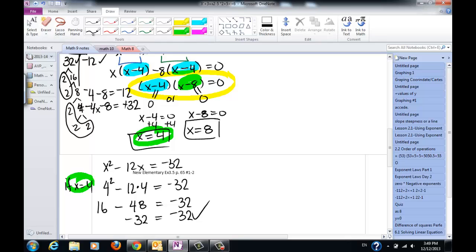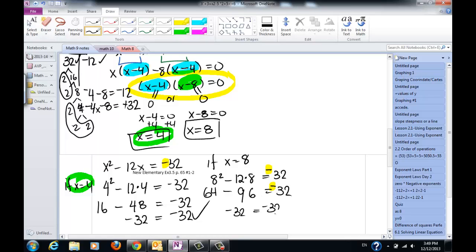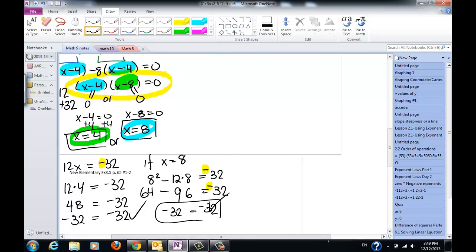Awesome. My other answer is if x equals 8, which means I get 8 squared minus 12 multiplied by 8 is equal to negative 32. This is 64 minus 96 is equal to negative 32. And if I do that, I get negative 32 is equal to, oh, I forgot my negative here. I'm sorry. I just forgot this, so I'm putting it back in. That came from there. And I get minus 32 is equal to minus 32. Yes, which means that this is also one of my answers. Okay, we have one more left.